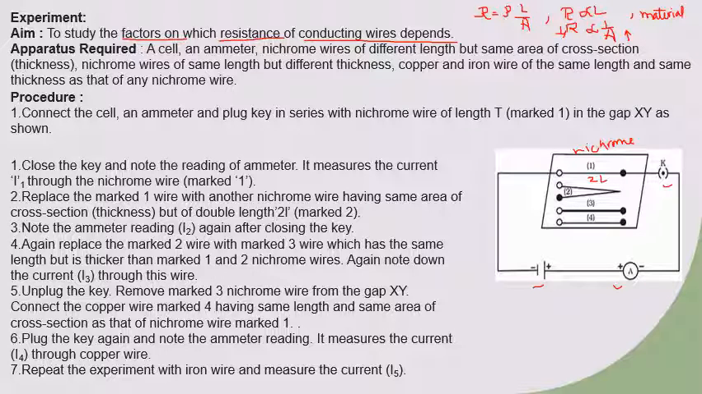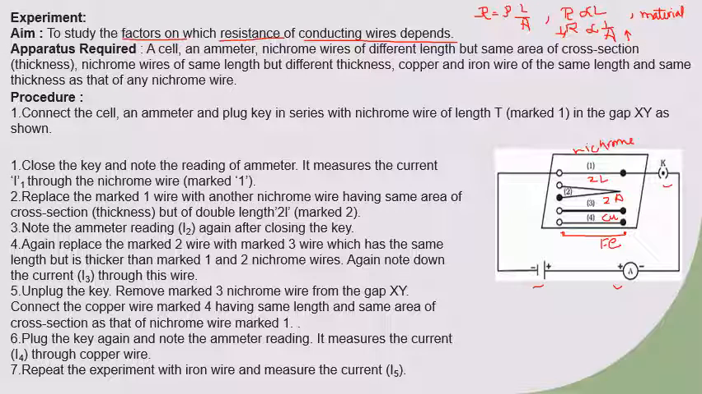Third is a nichrome wire. Here the area of cross section is double. Okay, so 2A. And the fourth case, the wire is a copper wire, that is Cu, copper wire. And the fifth wire we can also take, which is made up of iron. Right, now we'll start the experiment.